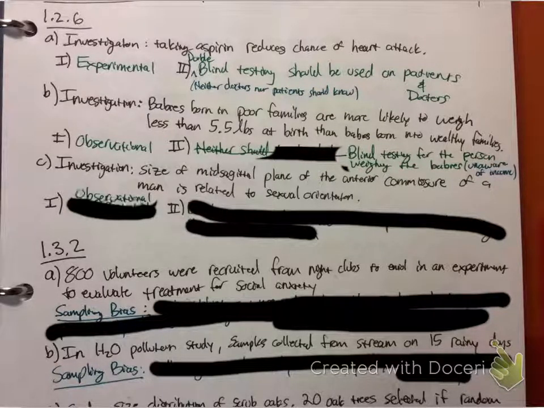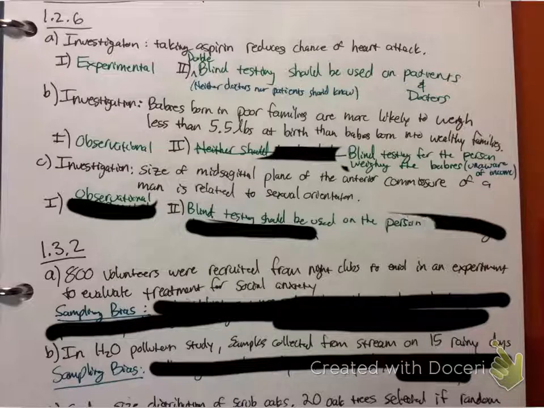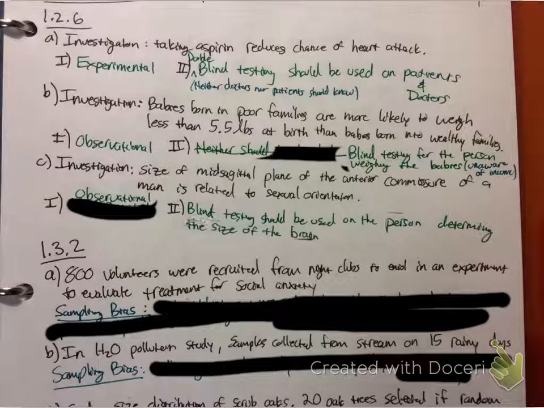This would be an observational study. You can't really do a control group or an experiment. It has to be observational. There's no other way to determine. So this would be a blind test as well. It should be done for the person determining the size of the brain, because if the doctor believes that a larger size or smaller size determines sexual orientation, then they'll be influenced and biased in the decision-making process when it comes to analyzing the statistical data.